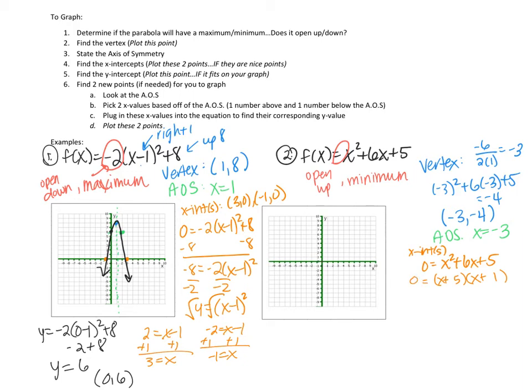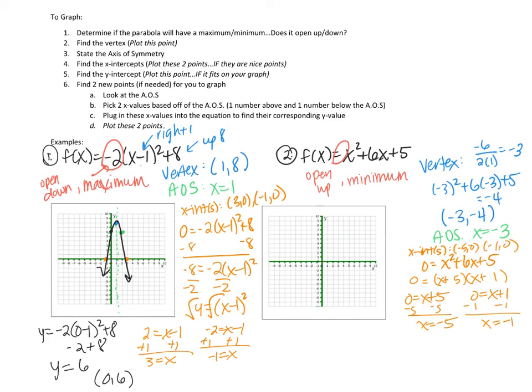Remember, to solve, I'm going to set each of those factors equal to 0. Finish solving means I'm going to subtract that 5, so x is going to equal -5. Subtract my 1, so x is going to equal -1. So my x-intercepts are going to be (-5, 0) and (-1, 0).